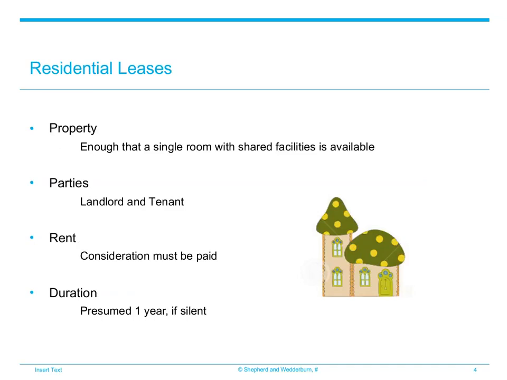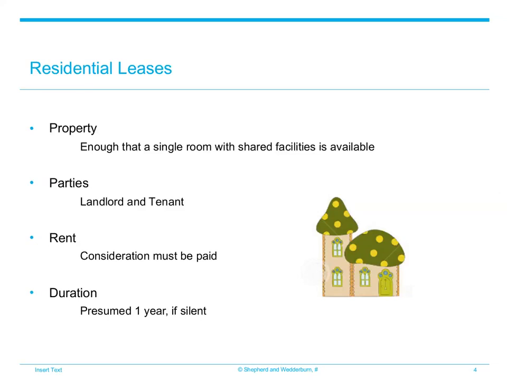Before that though, let's consider what's required to create a lease. There are 4 elements: property, parties, rent and duration. If you have the first 3 of these, a lease will be deemed to have been created for a 1-year duration. The lease does not need to be in writing, but without a written agreement, the landlord has less control over recovery of possession and regulating rent.